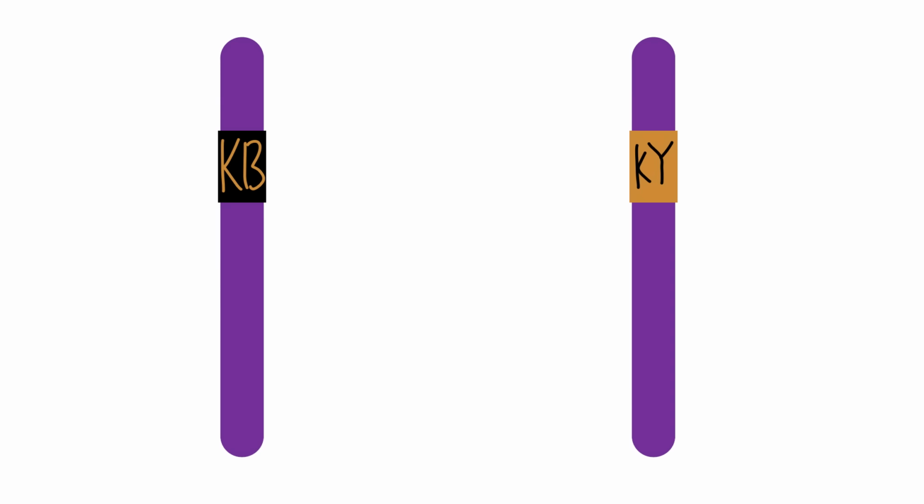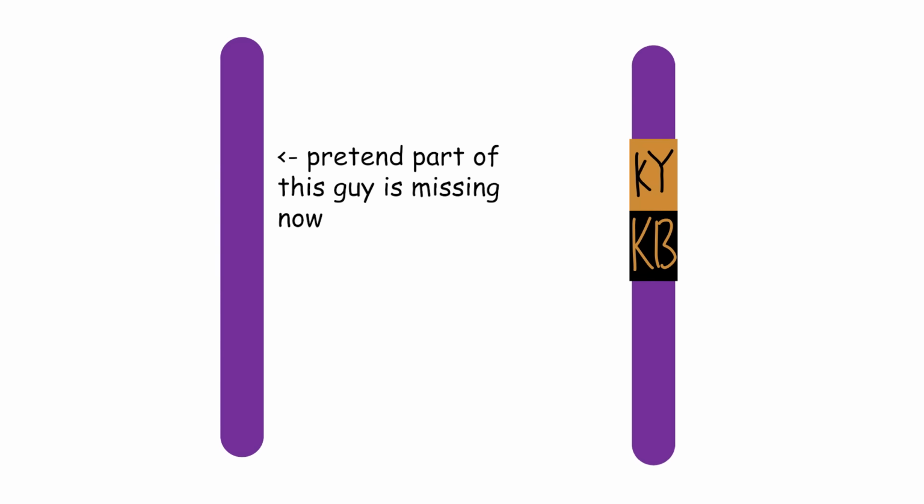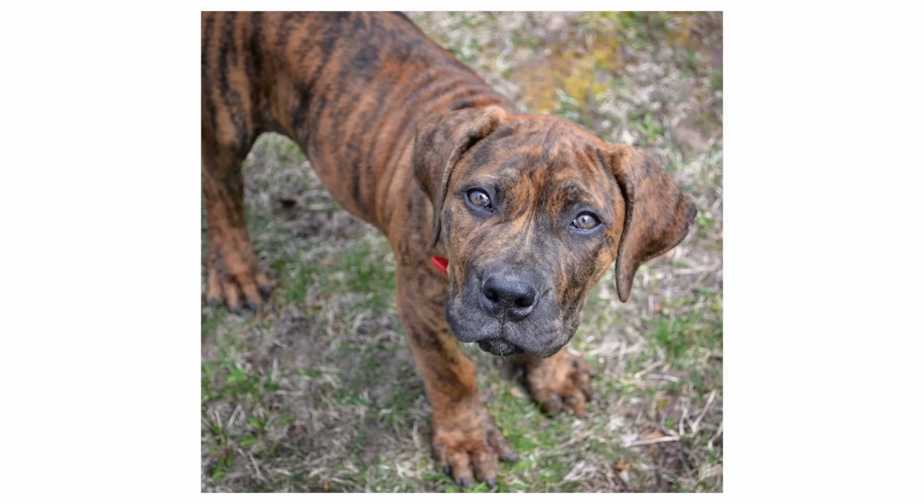One day, in some dog thousands of years ago, they went to do their normal recombination, but something went wrong. "Hey, you got your KB and my KY. You got your KY and my KB. It looks great. 2 great dogs that look great together." Reese's, Brindle puppy cup.